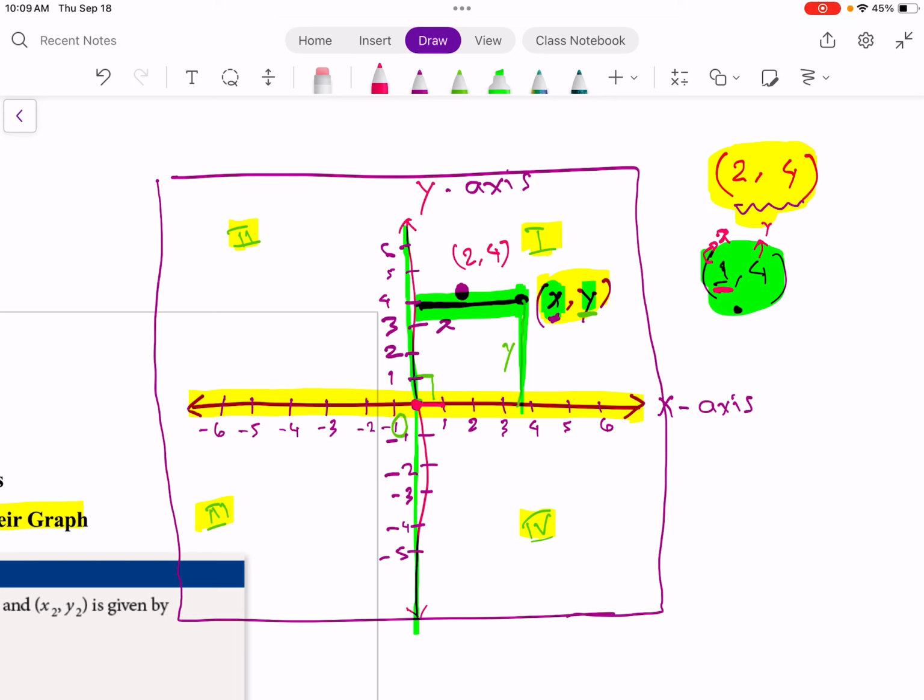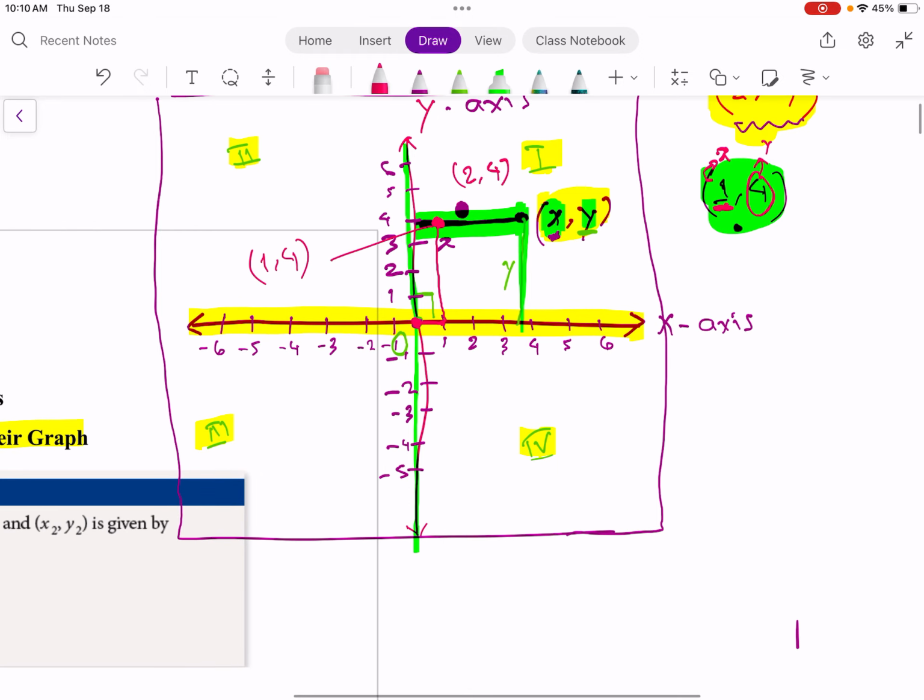Now when you are at 1, you move along the y-axis 4 units up. Since it's positive, you move up. So let's move 4 units up: 1, 2, 3, 4. So this point has the coordinate (1, 4). Okay, now let's do one more.